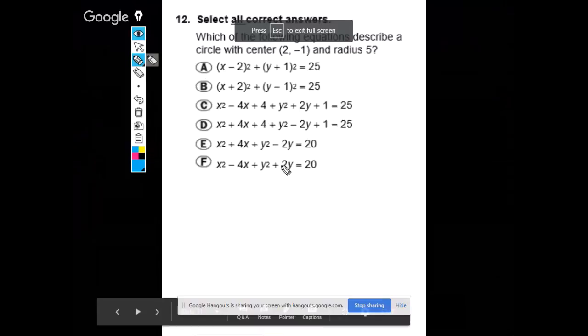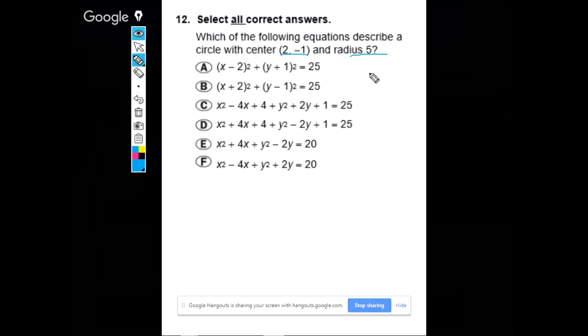We're looking at question 12 in the review packet. First, they give us the center and the radius, and we have to see which of these match up. So we're going to start off by putting it into the equation. Anytime we go from the center to the equation, we switch the signs. So we know we're going to be writing in -2, not +2 squared. And we know that we're going to be writing in +1 because it's -1.